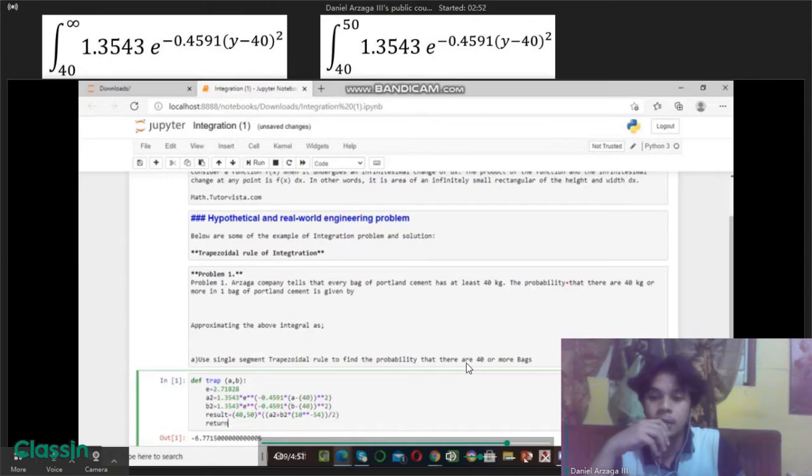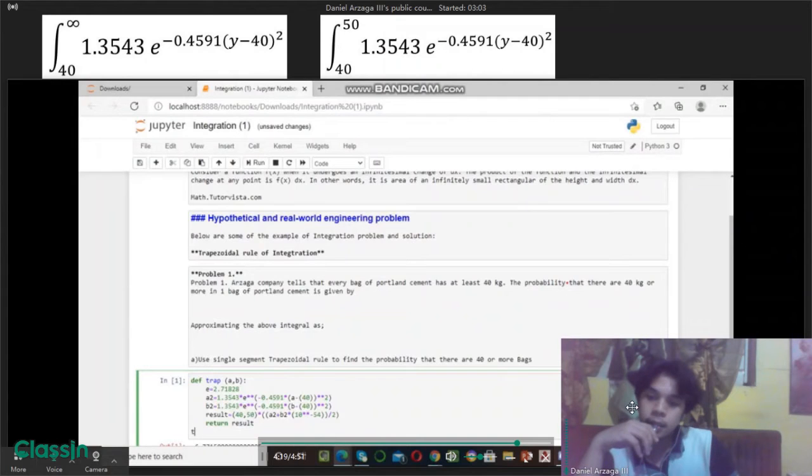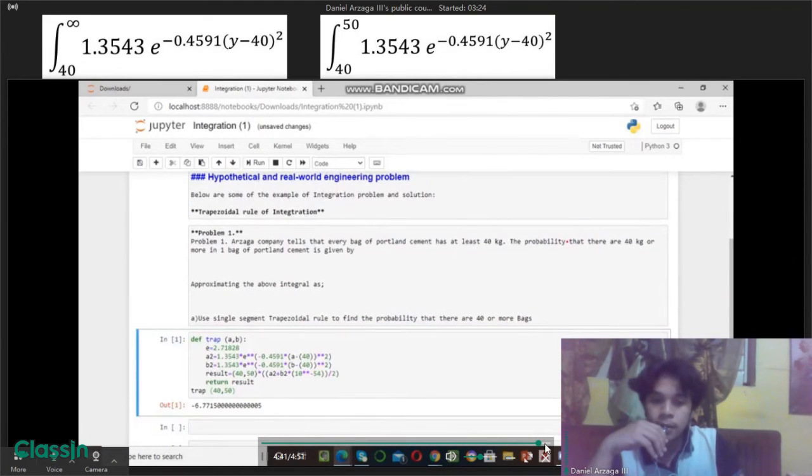After that, type return and result. And after this, type trap, open close parenthesis, 40, comma 50. So, that's it. After that, the answer is negative 6.77150000.